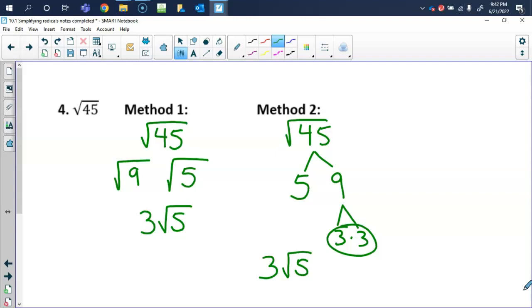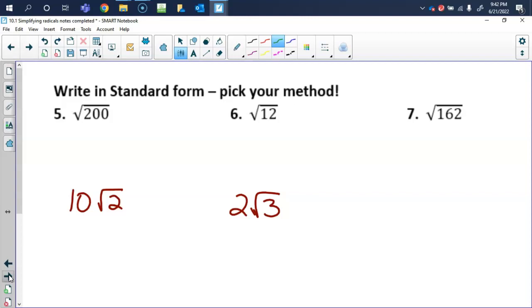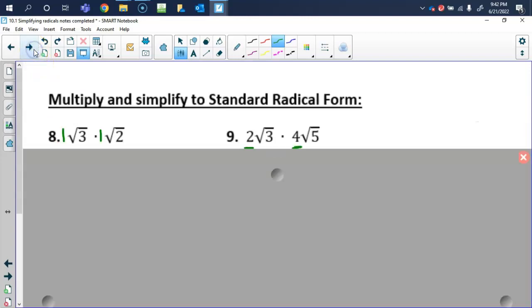I would like you to try 200, the square root of 12, and see if you get these answers. And then we're going to skip the square root of 162. So just the square root of 200 and the square root of 12. Make sure you get these answers and have work to prove it. Okay? And then, like I said, we're going to skip 162 and we're going to talk about numbers 8 and 9. So 8 and 9 are applying that rule again.